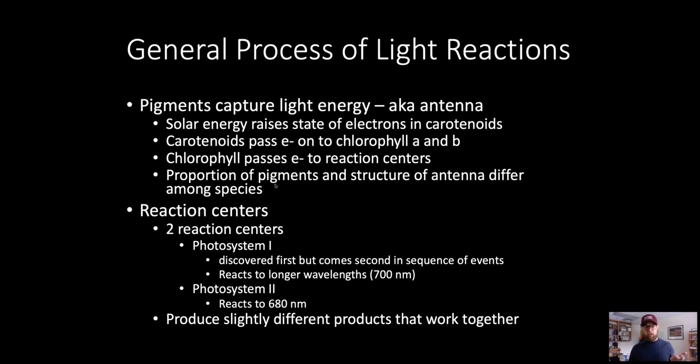Something that's important to recognize from an ecophysiological standpoint, as we're thinking about differences in plants, is that the proportion of pigments and the structure of those antennae differ between species. So some species might have a different set of pigments or a different proportion of pigments to capture the light quality in their area, whereas a different species might have a different set of pigments in order to best harness the energy from the sunlight that hits those leaves in a particular area or time.